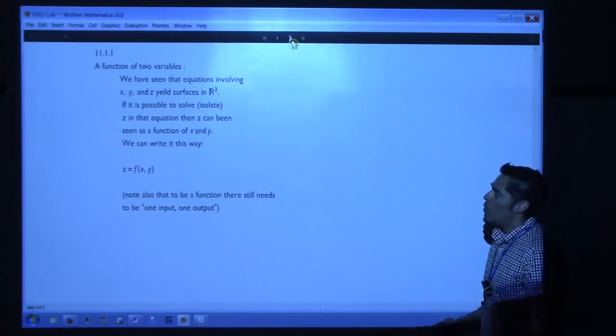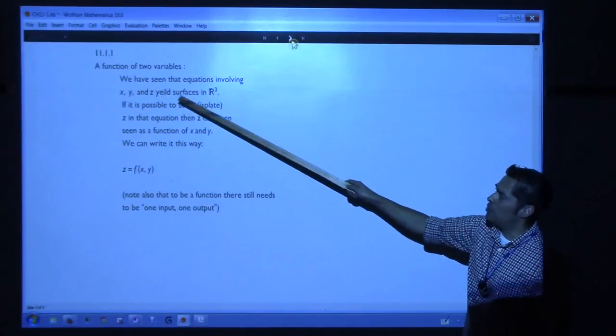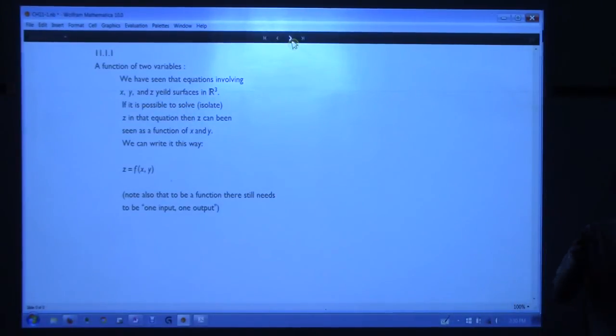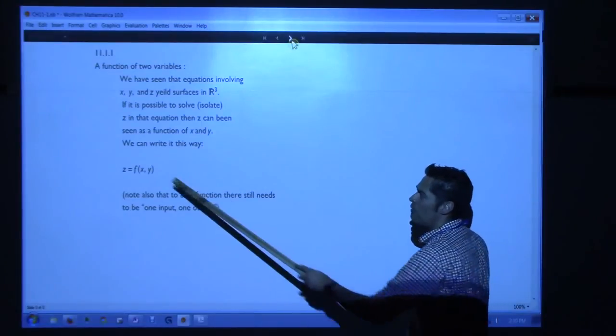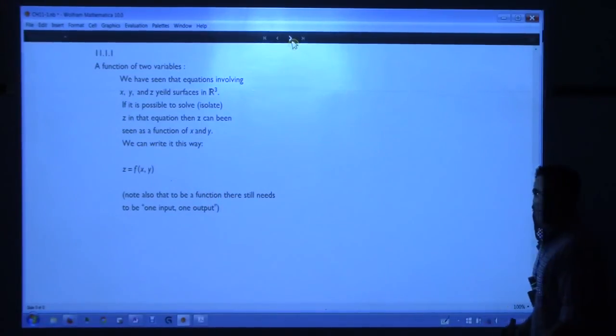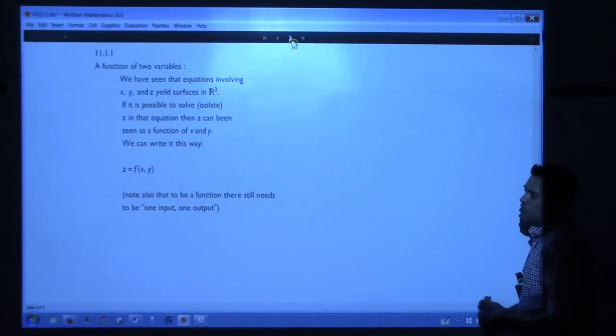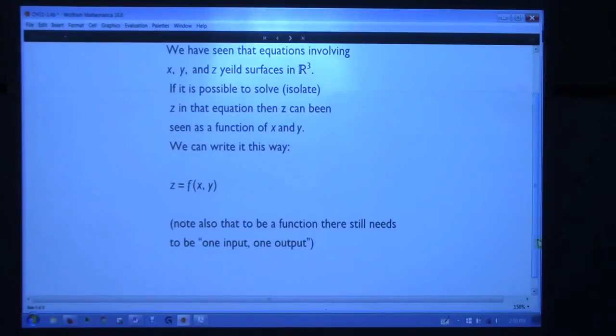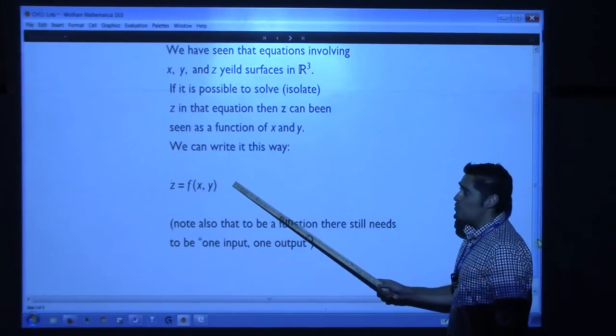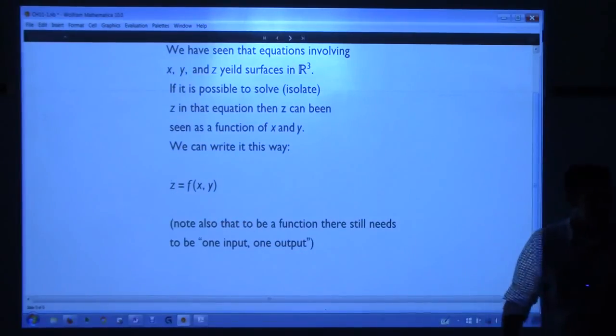Okay, we have seen already that anytime we have an equation that has x, y, and z in it in three-dimensional space, we could get these quadratic surfaces, right? These ellipsoids and spheres and hyperboloids, all these different things. But if you can take that equation and solve it for one of the variables, like z, so you get z on one side of the equation, and the other side of the equation just has x's and y's, then we can say that z is basically a function of x and y.